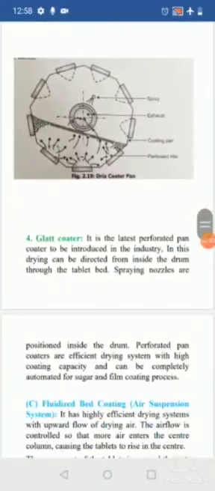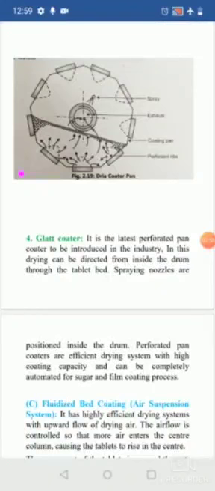Okay, so next is the Glatt coater. It contains perforations, and nowadays it is generally used in industries for drying as well as for coating purposes. It contains the spraying, which is directly kept inside the drum, as well as a hot air inlet, which is also directly kept inside the perforated coating pan. So both of them are going to spray together.